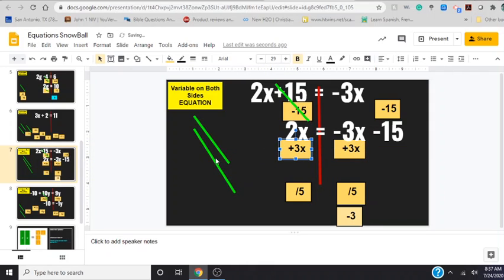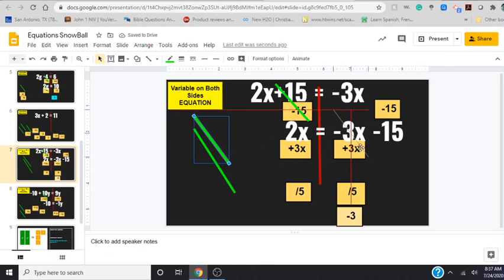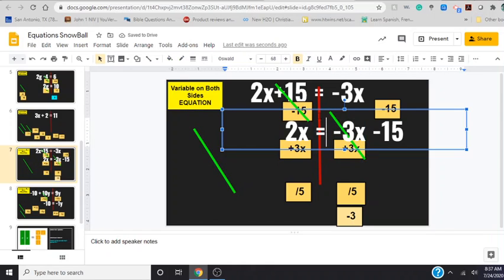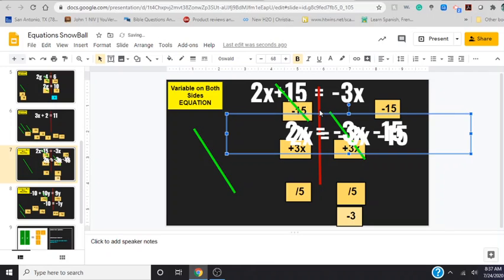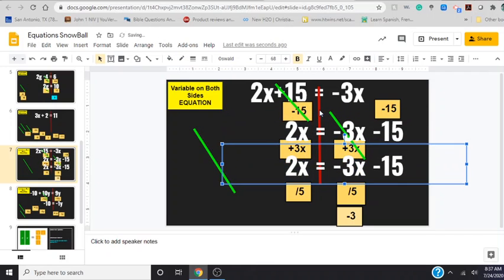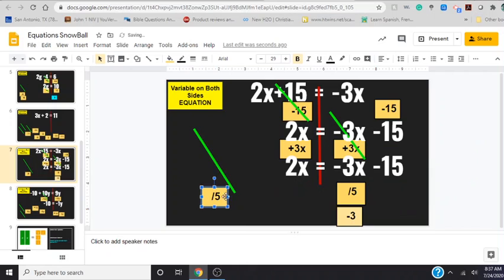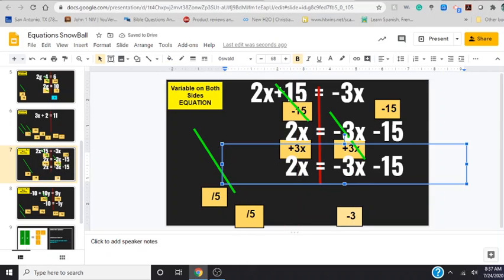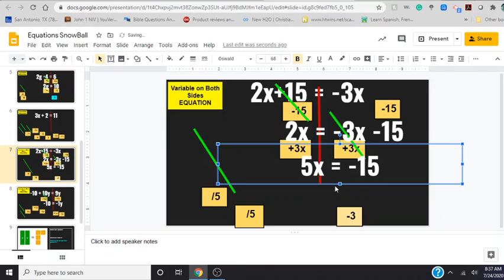Now, negative 3x plus 3x, that gets rid of this guy. That cancels out. And then 2x plus 3x, that gives me 5x, right? So once again, so that we can see that easier, get rid of these. 2x plus 3x is 5x. This has been canceled out, and I'm down to 5x is equal to negative 15.